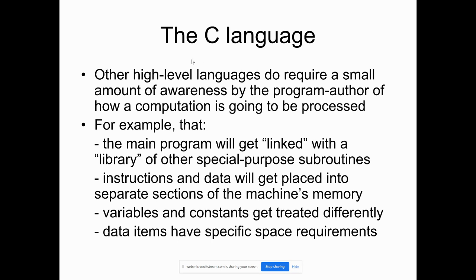The C language or high-level languages require a small amount of awareness by the programmer of how a computation is going to be processed or executed. For example, the main program will get linked with a library of other special purpose subroutines, instructions and data will get placed into separate sections of the machine memory, variables and constants get treated differently, and data items have specific space requirements, because we're dealing with a high-level language.